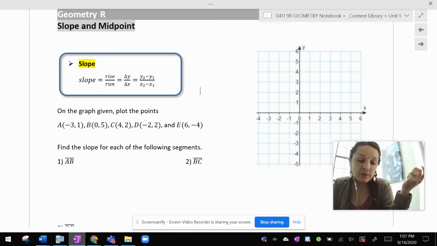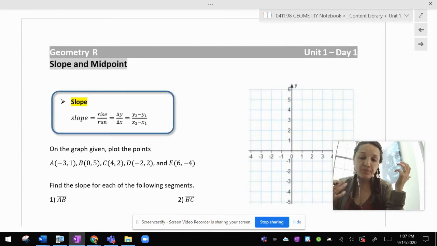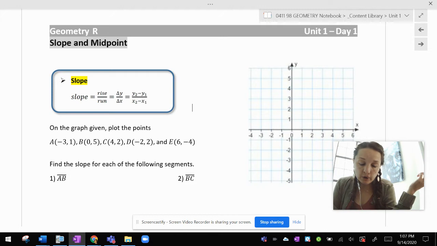So this video is going to be lesson 1 of unit 1. So you're going to want your unit 1 packet out. And we're going to talk about slopes and midpoints. A lot of this is stuff that you may have seen before, but we're going to review it.